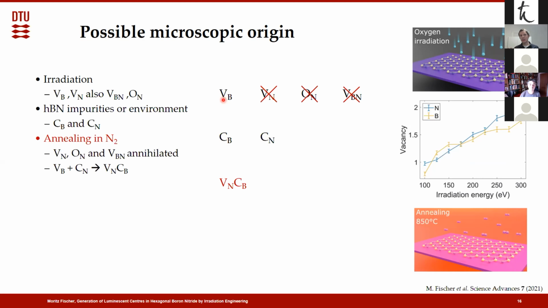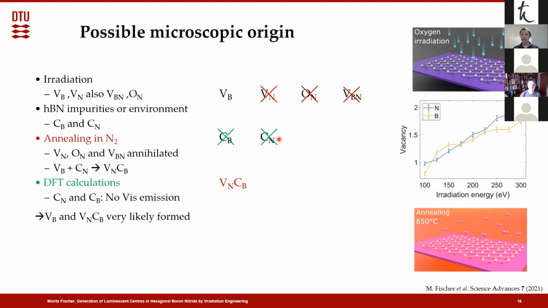And also during annealing, you can imagine that defects become mobile, so they can merge. For instance, the VB can merge with the CN to the so-called VNCB. And then, having found these 4 defects, we checked the literature. What does DFT calculation predict for the emission? And actually, the DFT calculation predicted the CB and the CN, they don't have any emission in the visible. And that actually leaves us only with 2 defects that are most likely formed. So this boron vacancy and this carbon-based VNCB defect.